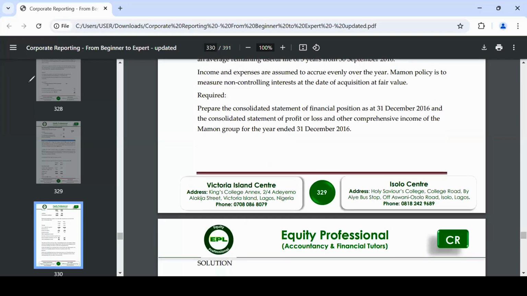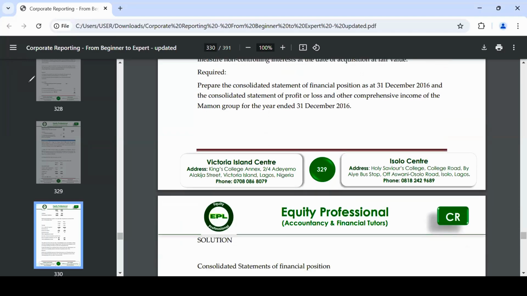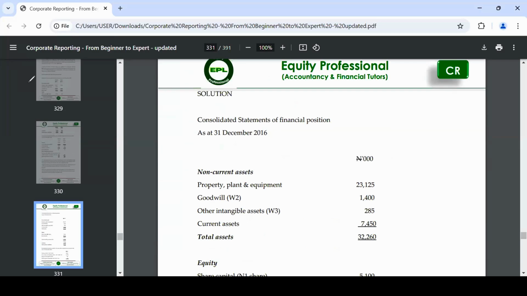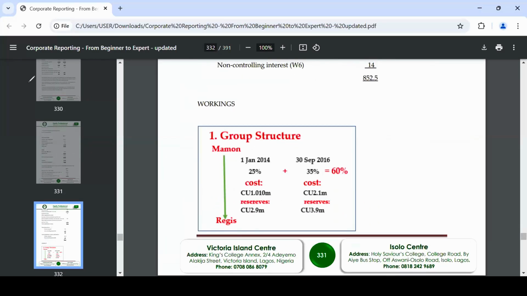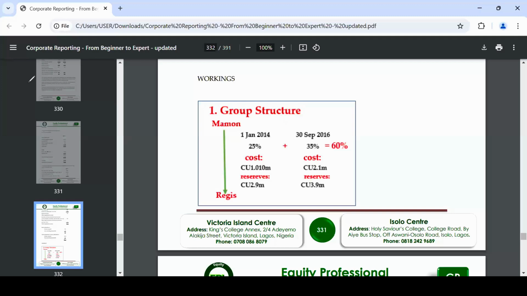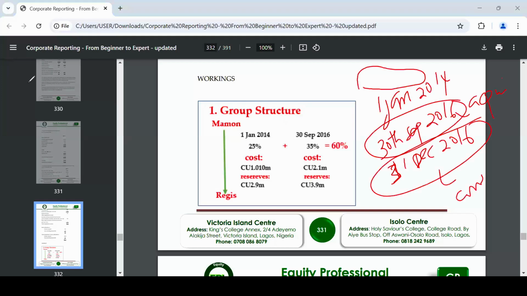What are we required to do? We're required to prepare the consolidated statement of financial position as at December 31st, 2016, and the consolidated statement of profit or loss and other comprehensive income of Mammon Group for the year ended 31st December 2016. Okay, let's look at how this was done. What I was asking you to shorthand the other time is what they have done here for you. We'll look at it together.